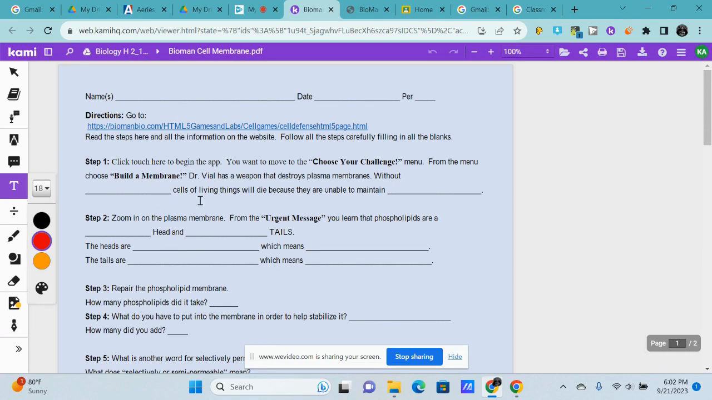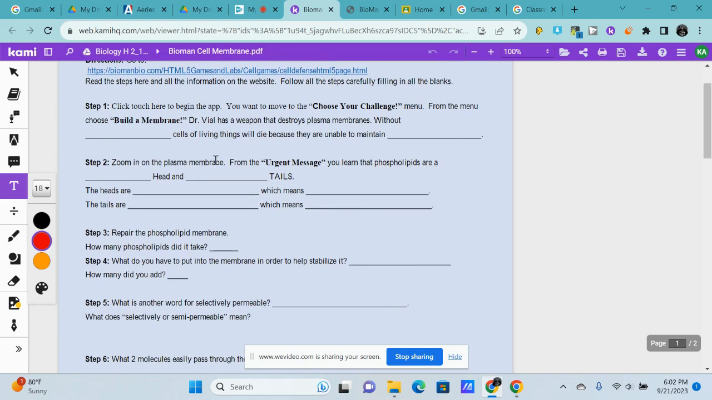All right, so Dr. Vile has a weapon that destroys plasma membranes. That's cell membranes, the thing that goes around all of our cells. Without cell membranes, cells of living things will die because they are unable to maintain homeostasis. Remember, homeostasis is keeping a balance within your cells or within your body. So we need cell membranes to maintain homeostasis.